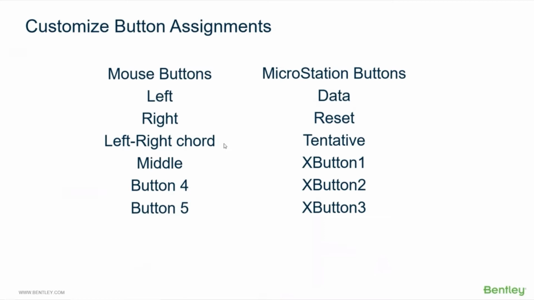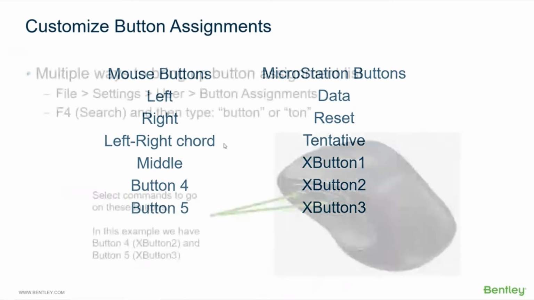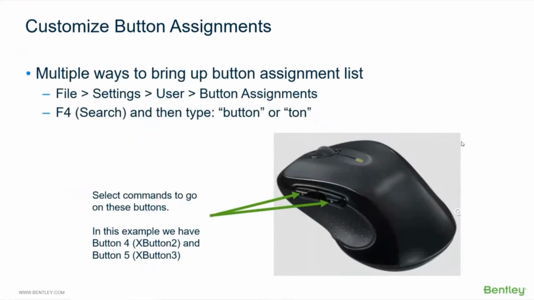And then you have the middle button, which is X button 1. Button 4 is X button 2, and button 5 is X button 3. This is a picture of my mouse taken off the website, and it has button 4 and button 5. So we're going to show you how, if you have multiple buttons, you could add a customization to those buttons.